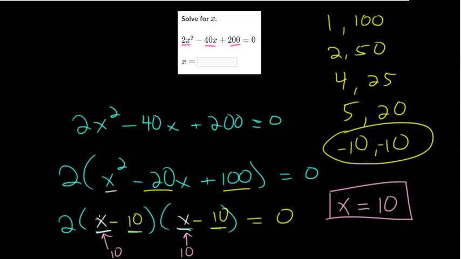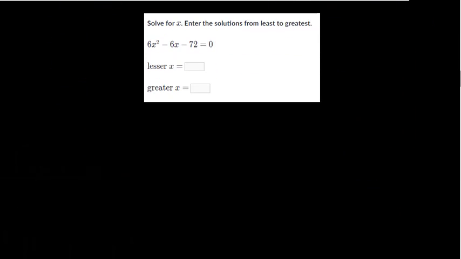So if we plug in 10, you get 10 minus 10, which is 0, and we'd have 0 times 2, but 0 times anything is 0. So 10 is what we put in the box, and if you really want to make sure this is right, you can plug 10 back into the original equation, and you'll see that it would simplify to 0. So we can keep going.